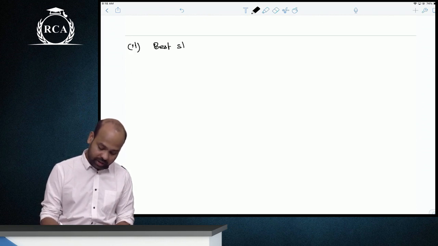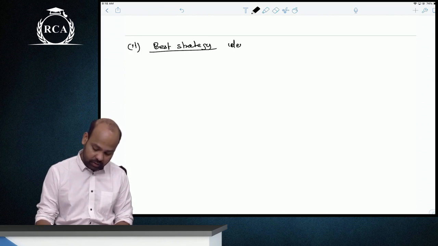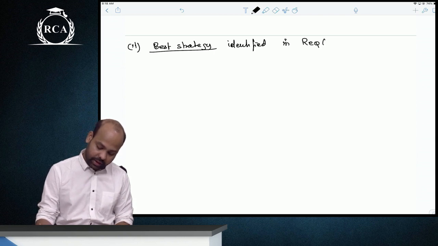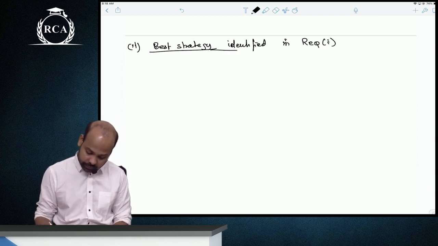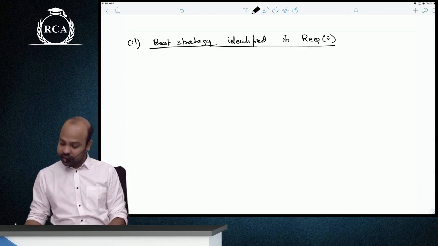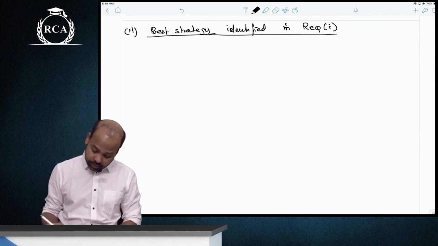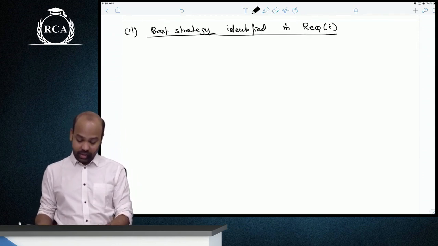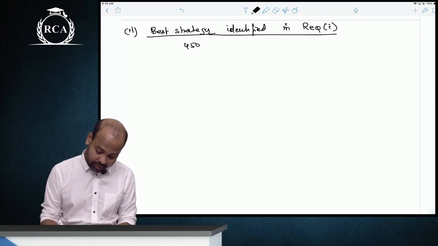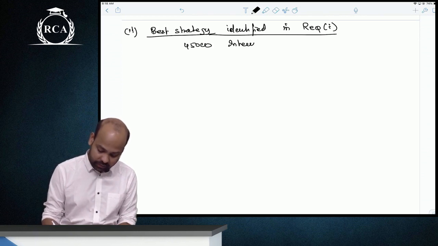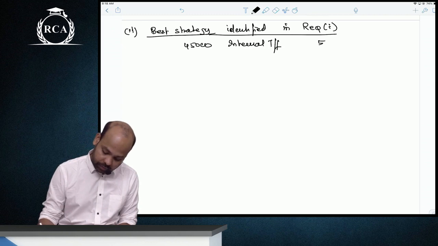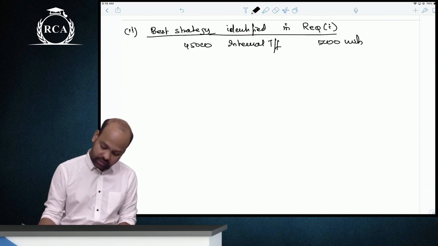First thing, best strategy identified. The best strategy identified in requirement 1 is 45,000 units internal transfer and 5,000 units would be external sales. Yes or no, guys?